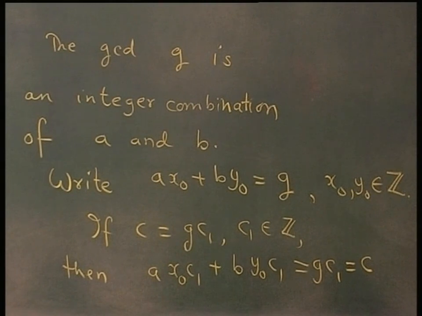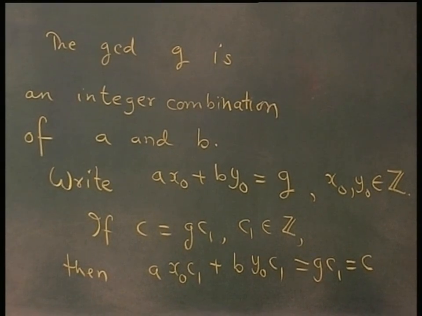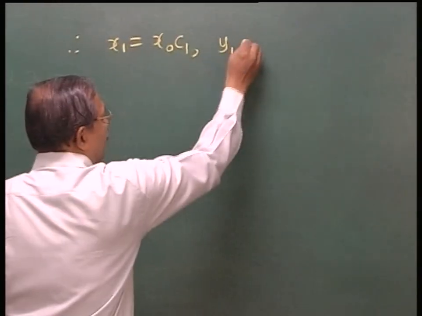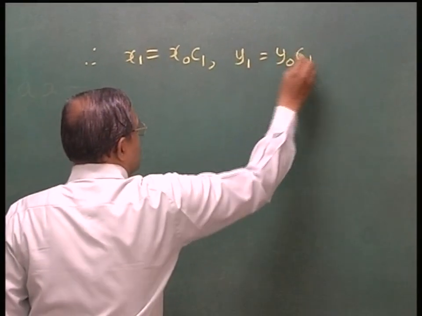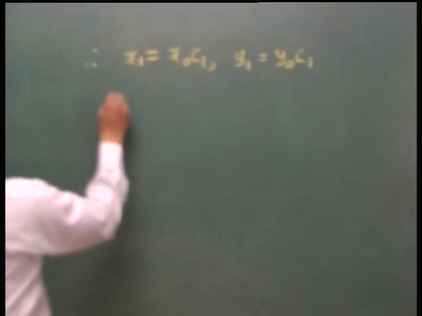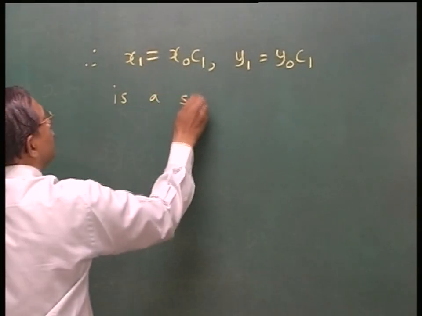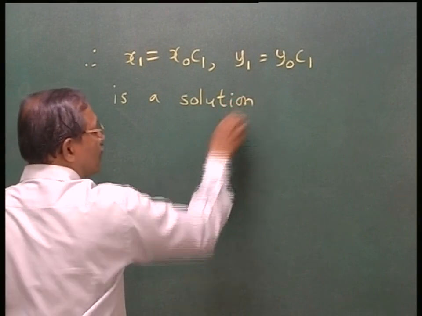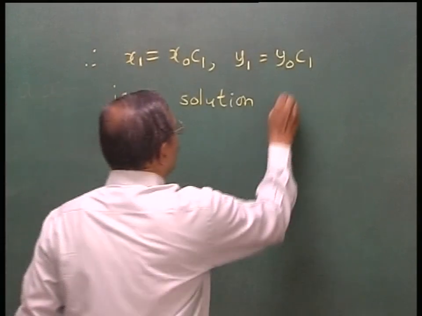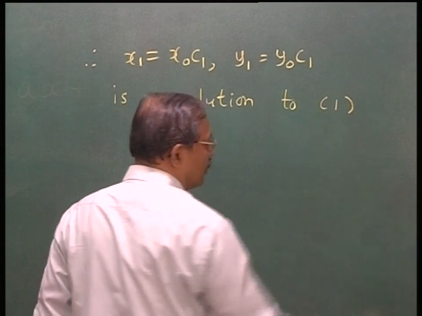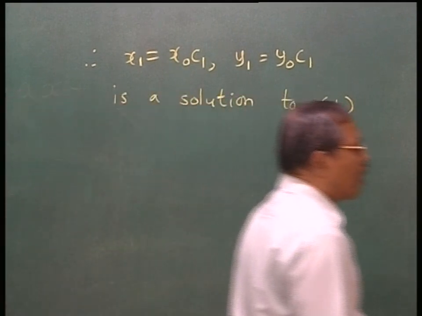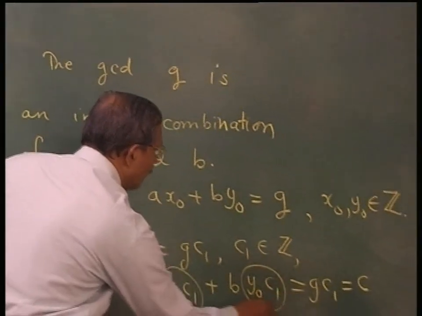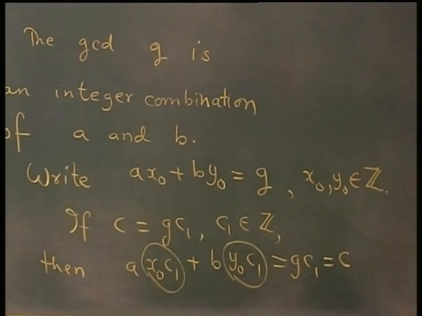Therefore, x1 equal to x naught C1, y1 equal to y naught C1 is a solution to equation 1. Because here this is A times x1 plus B times y1 is equal to C. So you get a solution.